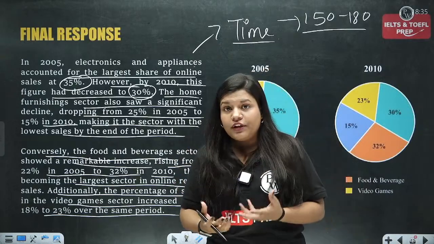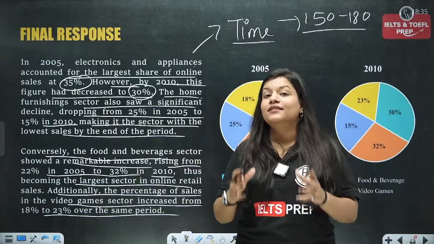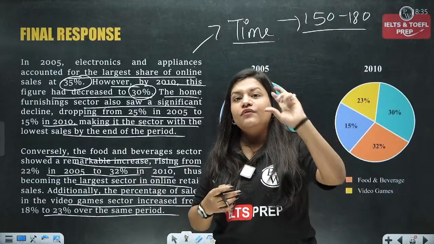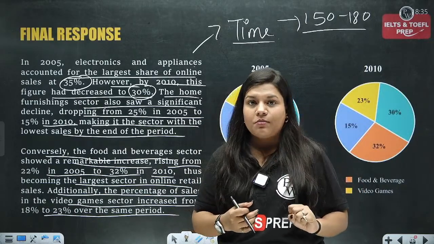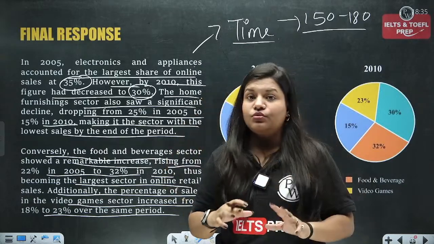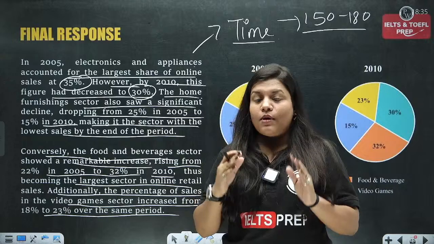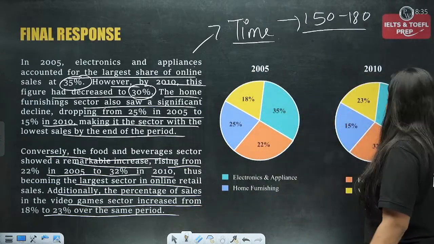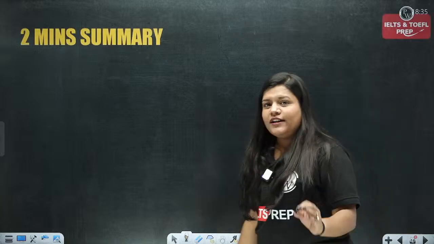But you also need to make sure that your answer remains equal. It's not like in the first para you are mentioning a very small amount of information, and in the second you have written such a long paragraph like a passage. Don't do that. Make sure it contains an equal amount of data and precise data. Got it? Okay. Now, let's have a 2-minute summary of the session.